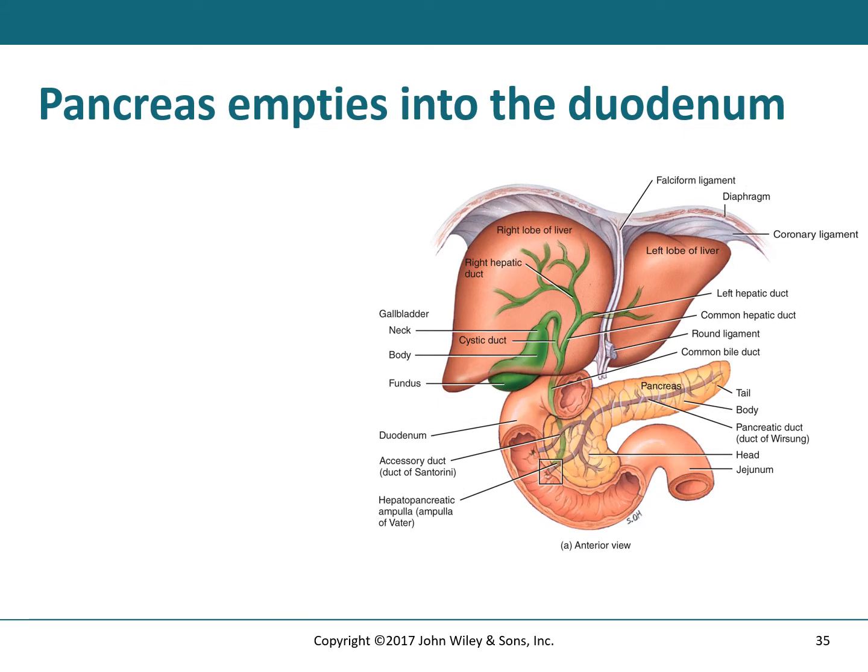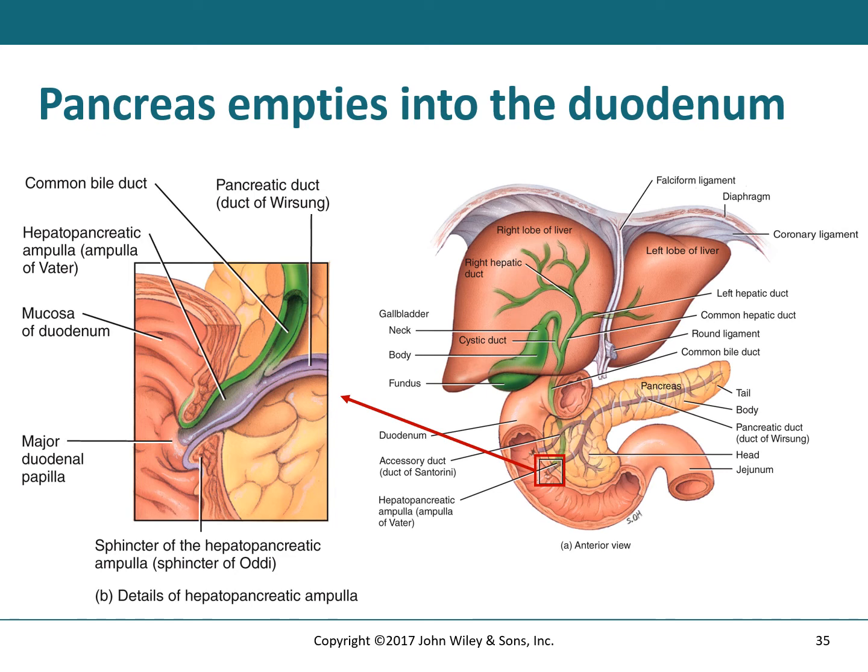So we're going to look at this a little bit closer. You will see that we have the pancreatic duct. I'm going to highlight it right here. And so this is this long thing called the pancreatic duct. And then we have an accessory duct as well, right here.